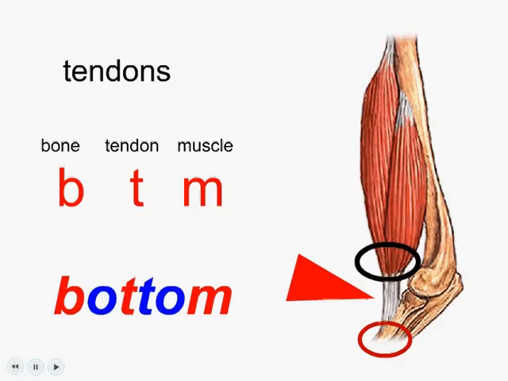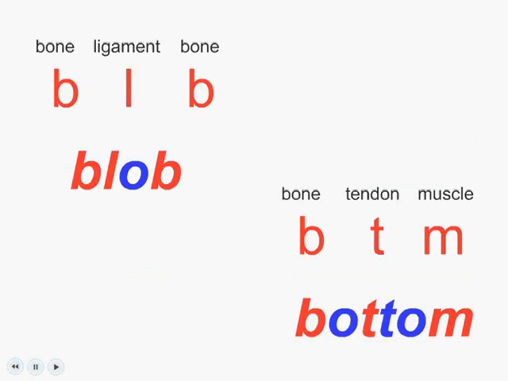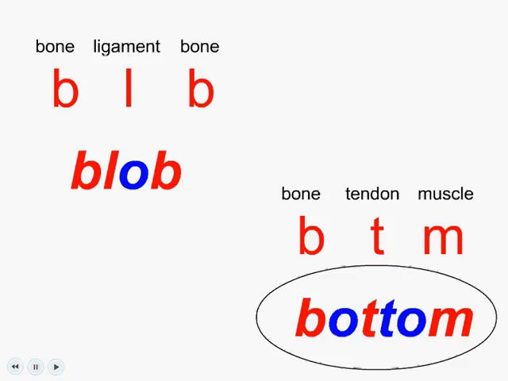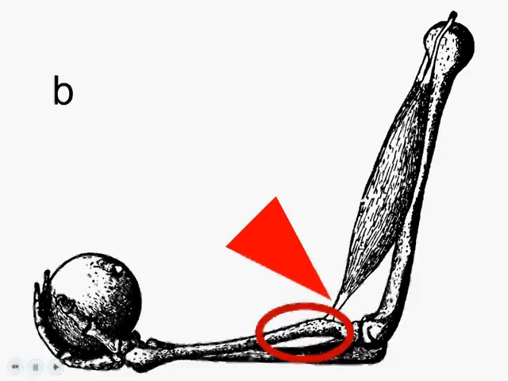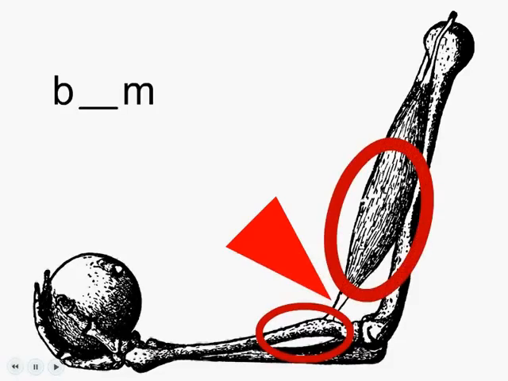B-T-M. All right. So, again, how are you going to remember the difference between ligaments and tendons? Well, if you've got bone connected to bone, it must be a ligament, so it can spell BLB or blob. And if you've got bone connecting to muscle, then it must be a tendon, so it spells out bottom. Blob and bottom. All right, let's have a look at this picture of an arm. What is this thing right here? Well, it's connecting bone to muscle, so it must be a tendon. That's right, a tendon. Bone to muscle spells bottom.